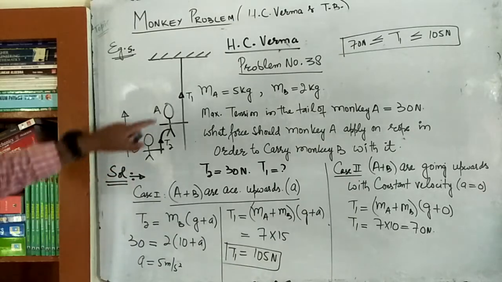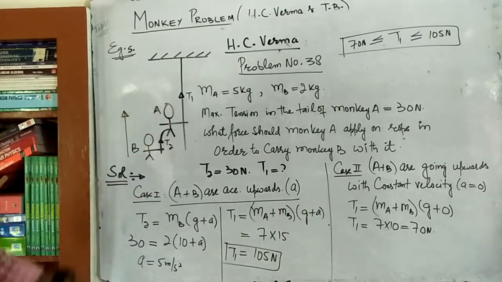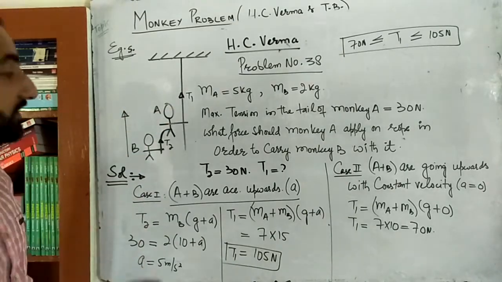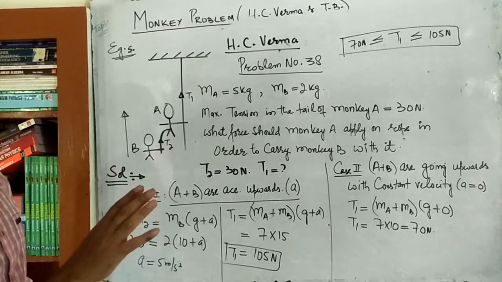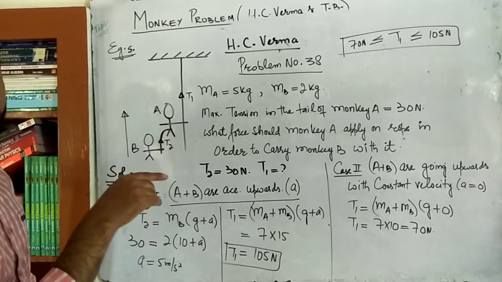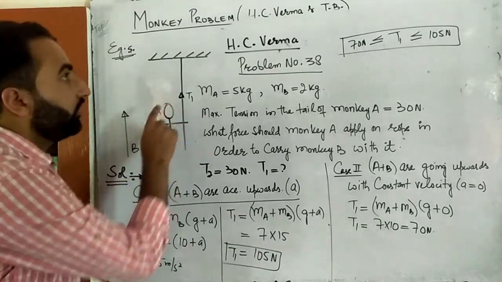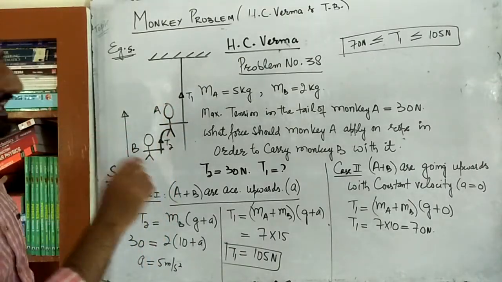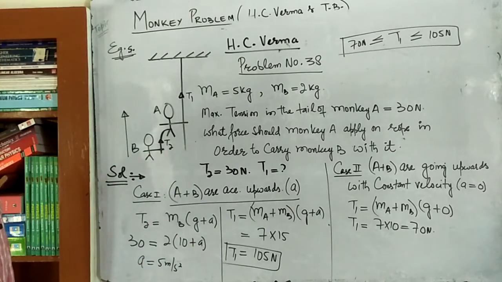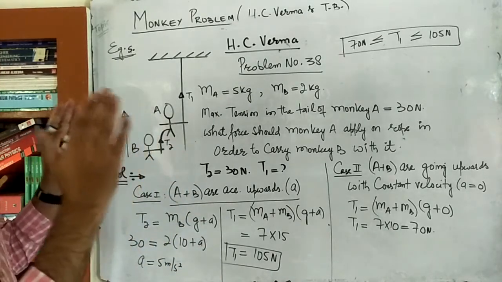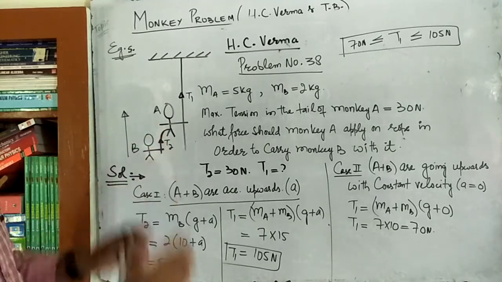Suppose that monkey A applies a force of 106 Newton. In that very case the tail will break here, tension T2 will become greater than 30 Newton, it will break. And if suppose the force applied by this monkey is less than 70 Newton, then in that very case both the monkeys will go in the downward direction and not go in the upward direction. So these are the maximum allowed values of the T1.